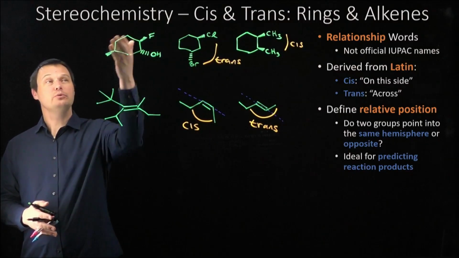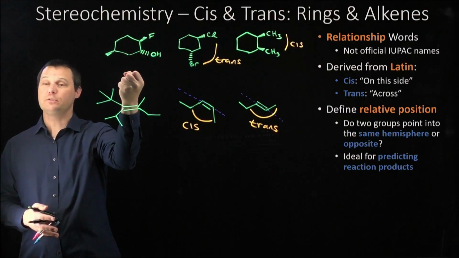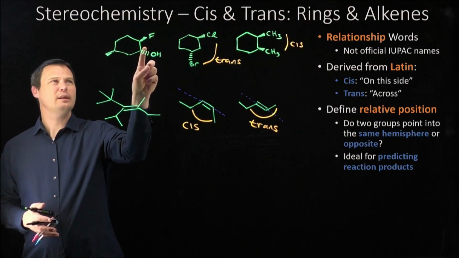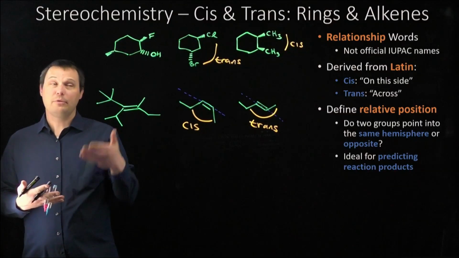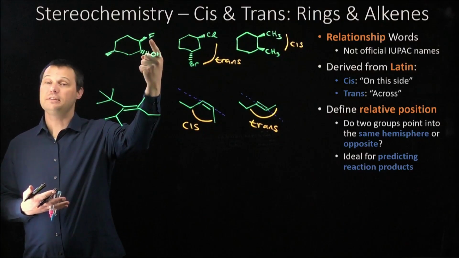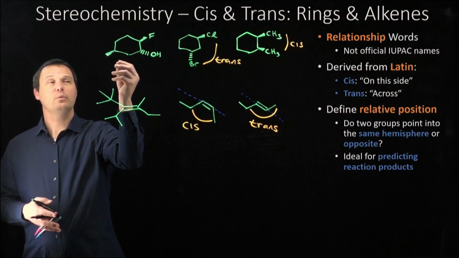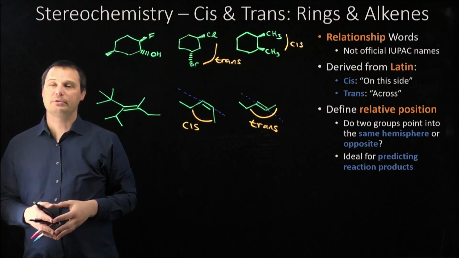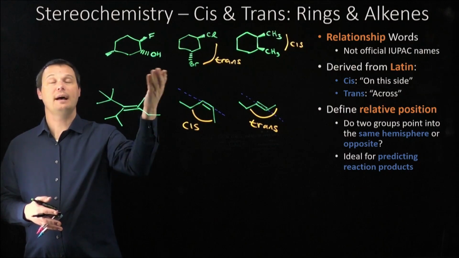If there are more than two substituents around the ring, we can't label the whole molecule as cis or trans. Cis to what? Trans to what? There's no single reference anymore. We can still describe the relative position of two of these groups. We can say the methyl and the fluorine are cis, the fluorine and the alcohol are trans, but for the whole molecule name, we would have to use R and S stereochemistry. And it's examples like this why R and S are the official IUPAC names and not cis or trans.